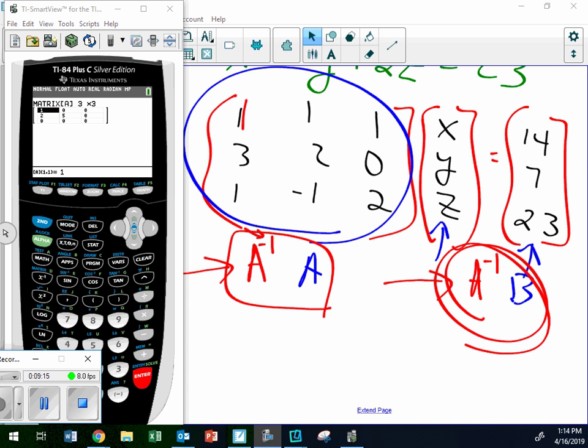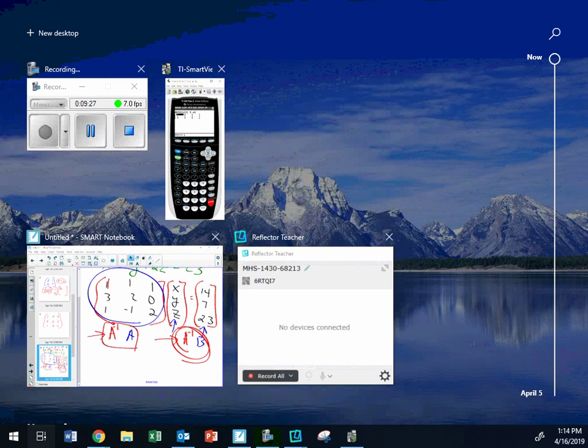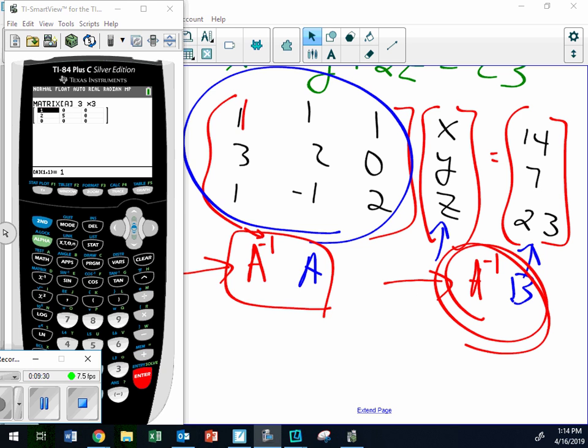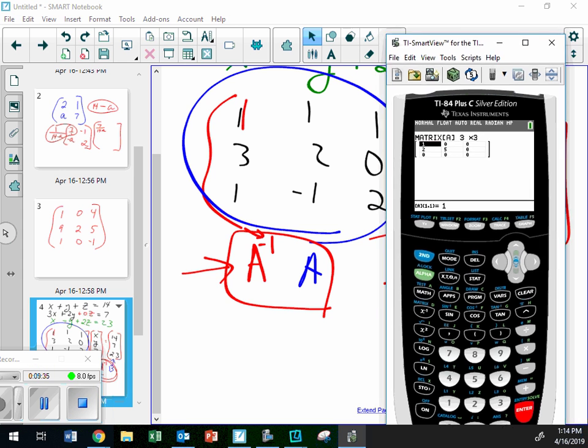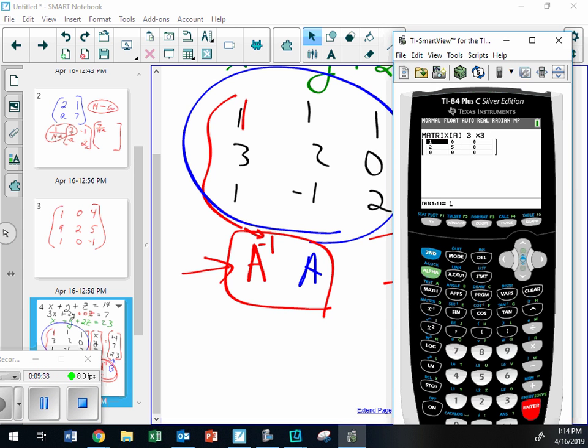Okay, I'm going to show this part for the people at home. I went in and I hit edit matrix A, and I made it a 3 by 3. And now I'm going to type in my numbers: 1, 1, 1, 3, 2, 0, 1, negative 1, 2. All right, I got matrix A in.